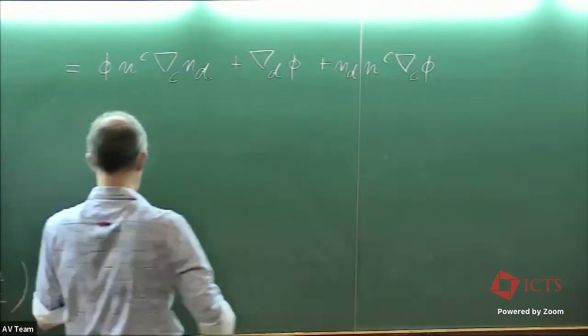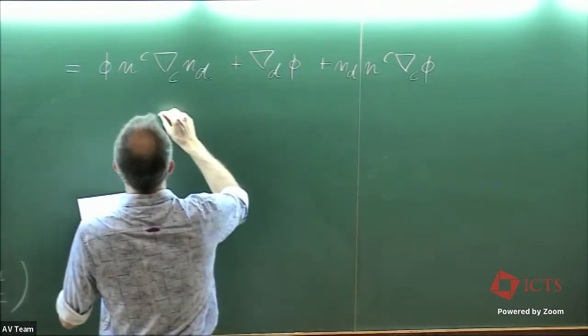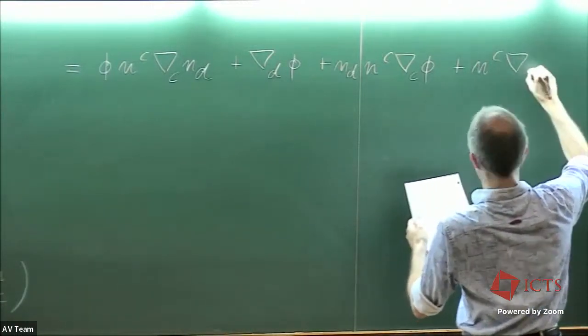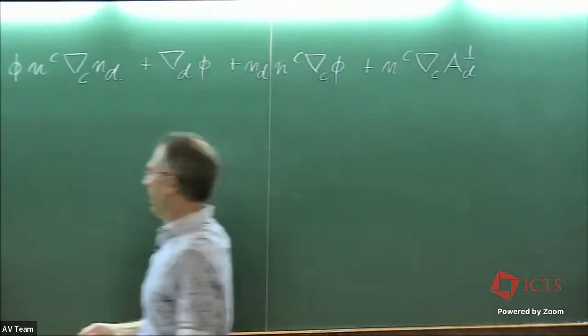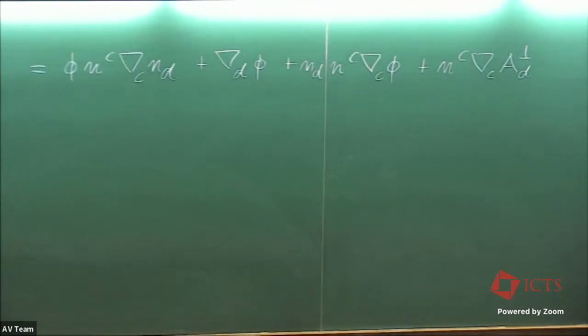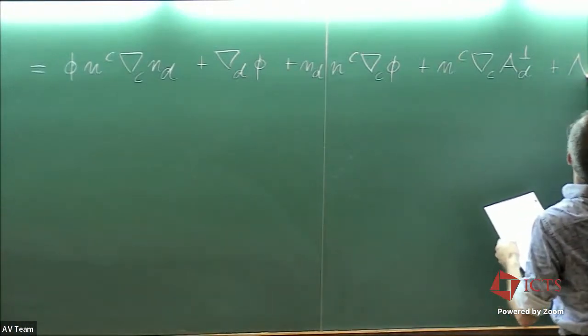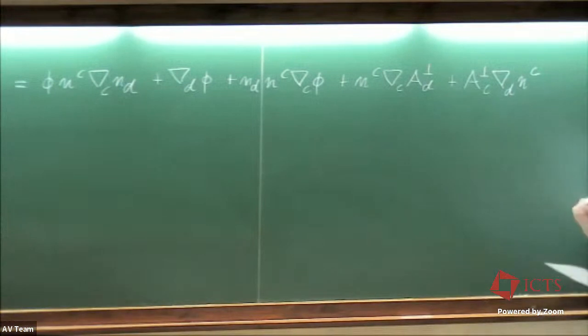Let me write down the first one. The first one will be this one. So I get a plus NC, actually, you know what? I'll make this a long line. Plus NC nabla C AD projection, okay? And then I have this last term. We have an NC dotted into nabla D A perpendicular C, okay? Now I will write this down in the following way, and then we'll discuss why that is. That is the same as plus A perpendicular C nabla D NC, okay?